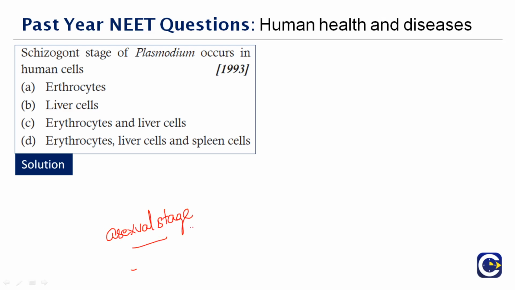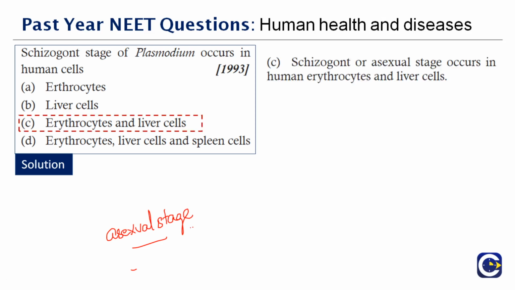Okay, and this occurs in the human erythrocytes and liver cells. Therefore, the right answer is option C.